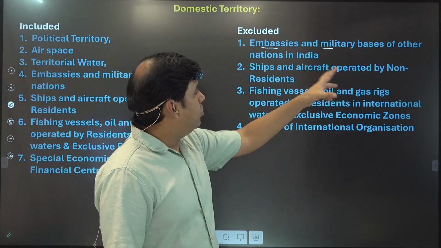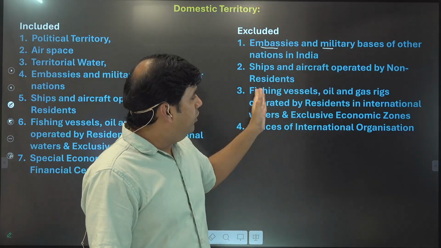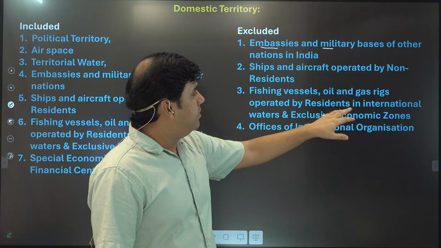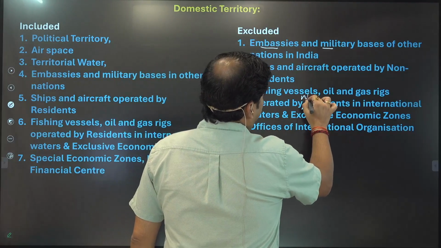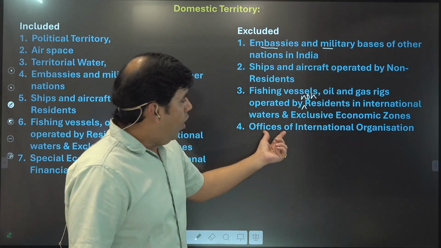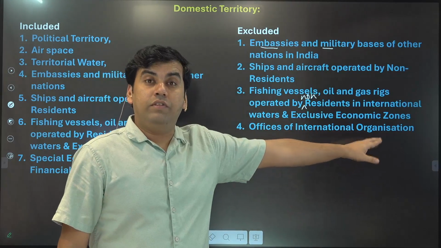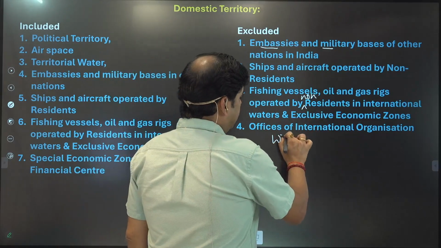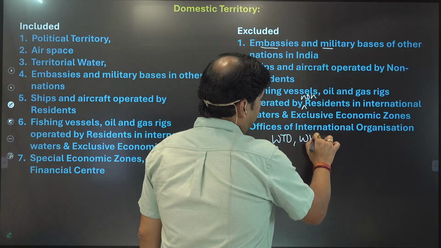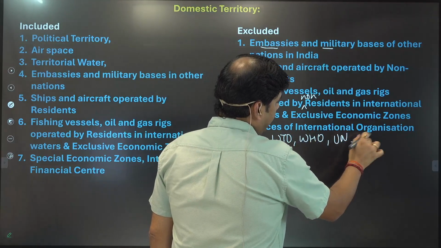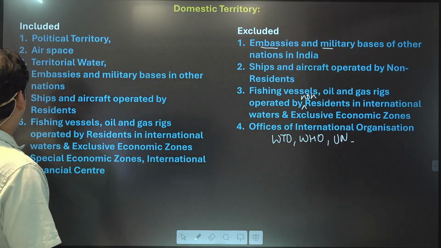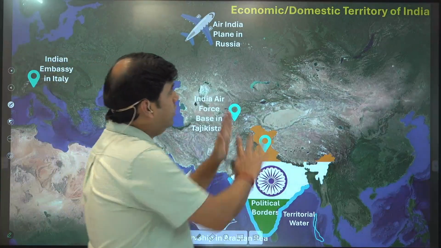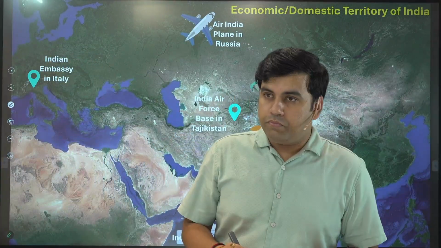Ships, aircraft operated by non-residents, fishing vessels and others by residents in international waters, right? Sorry, this should be non-residents. Offices of international organizations like WTO, WHO, UN and others. So they have their offices in India, but they will not be included in India's domestic territory. So this is the basic difference.